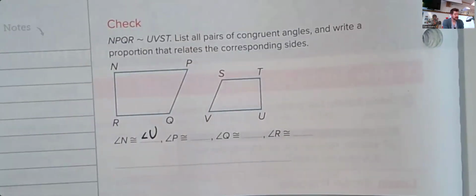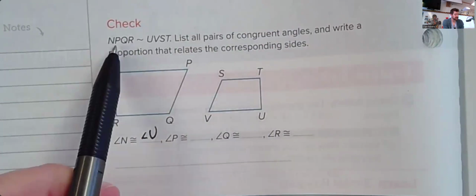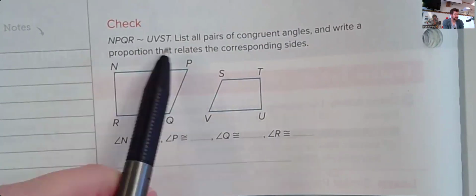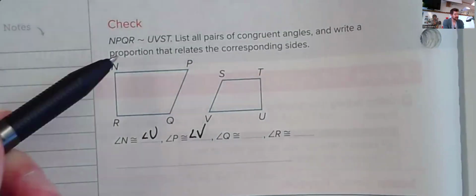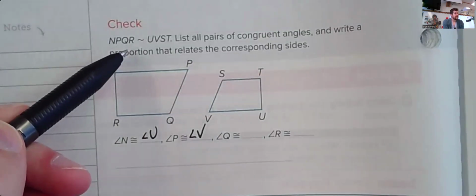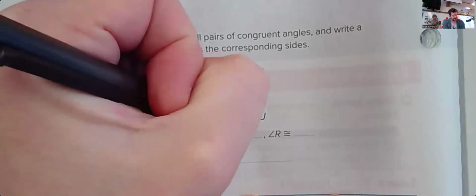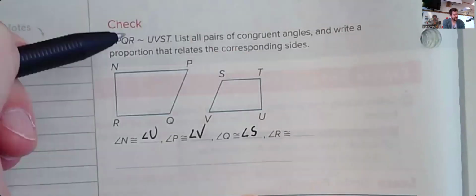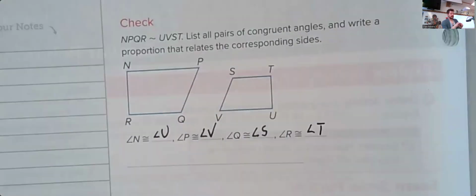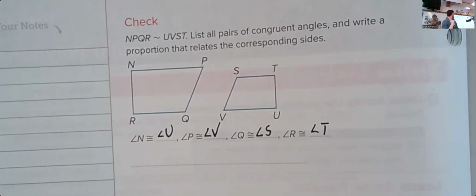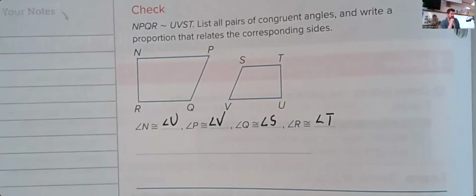All right. So Yvonne, angle P is congruent to what? Angle V. You got it. Aaron, angle Q is congruent to S. Yeah, angle S. All right. And then Leo, angle R congruent to angle T. Good. P goes to V. Yep. All right.